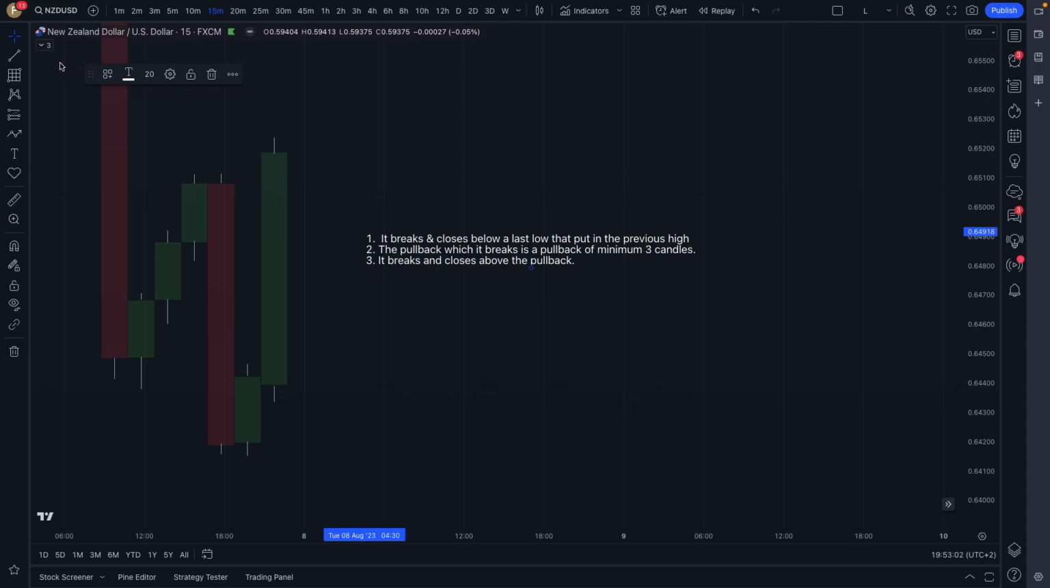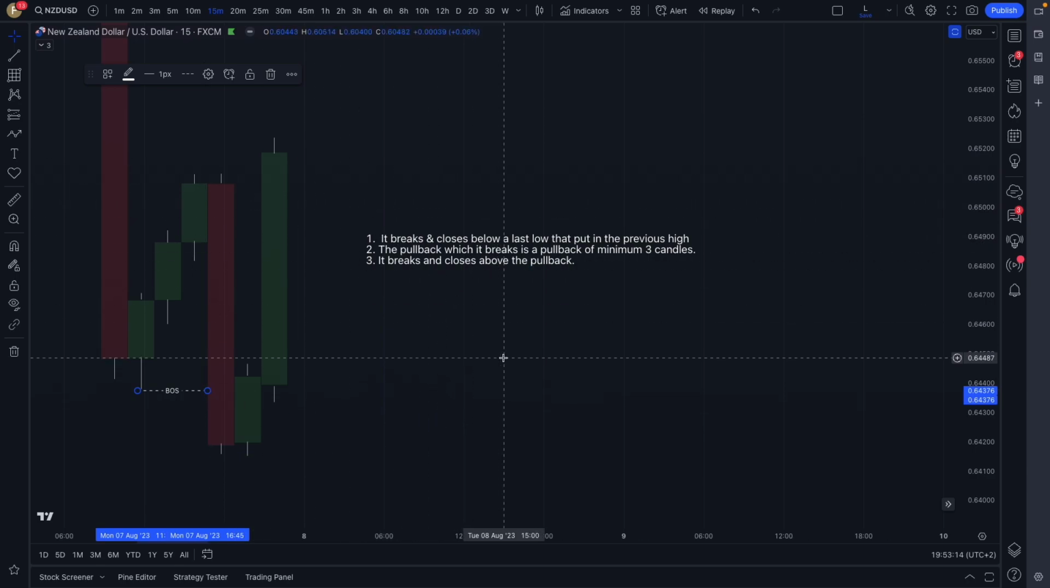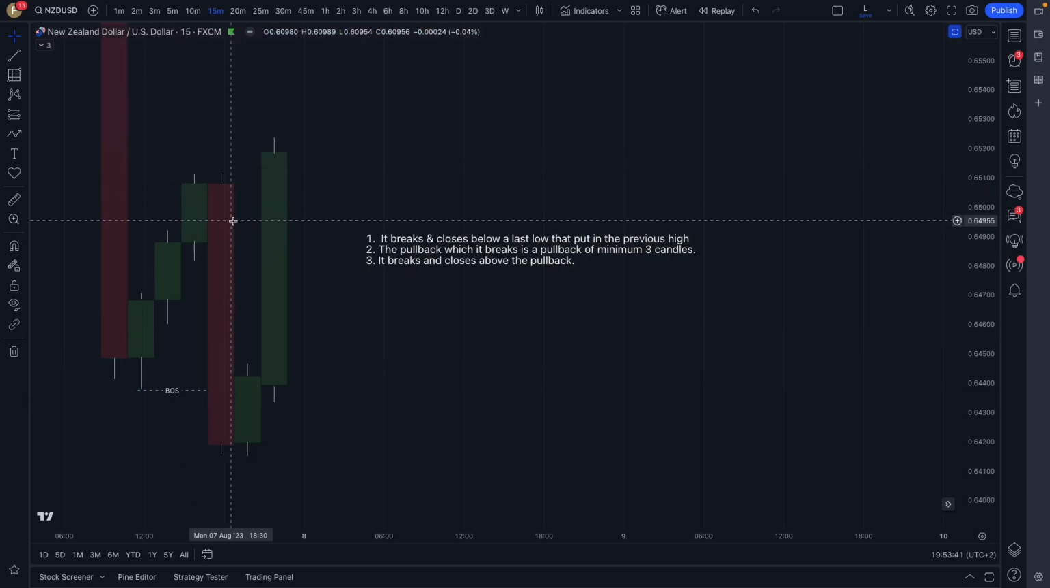So first, you want to see it break and close below the low that put in the previous high. So a break and close below the low that put in the previous high. The pullback, which it breaks, is a minimum of 3 consecutive bullish candles. In a bullish scenario, this will be a pullback of 3 consecutive bearish candles. And the number of candles here and here is irrelevant.